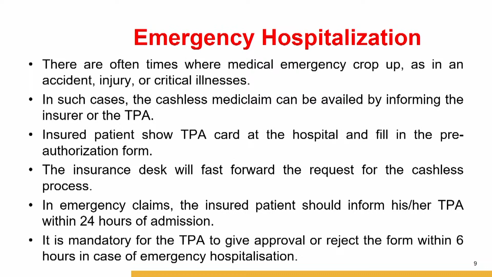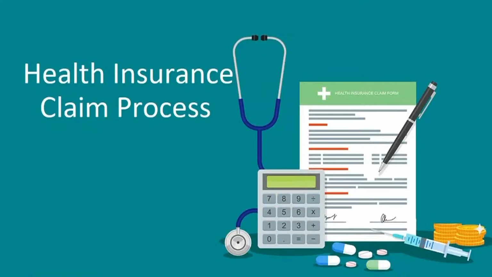So in emergency hospitalization, the insured patient should inform his or her TPA within 24 hours of admission. So within 24 hours, the intimation has to be sent from the hospital. The information should go to the TPA or health insurance company claims department. When it goes within 24 hours, the TPA needs to send within the next 6 hours that they are approving or rejecting that claim. So intimation is a very, very important step when it comes to emergency hospitalization. Now, when we talk about emergency hospitalization or the planned one, in both cases turnaround time is important.